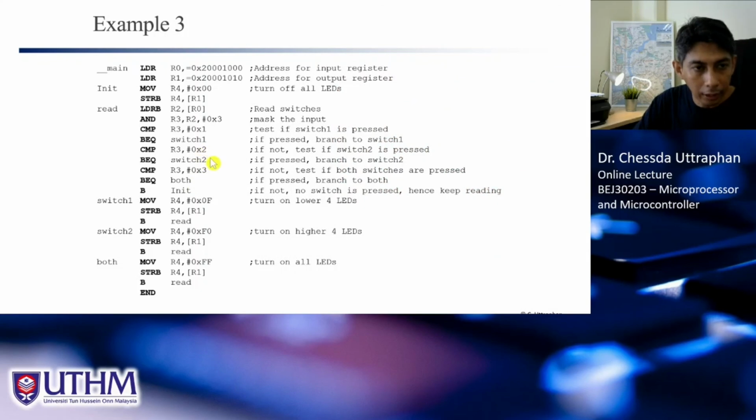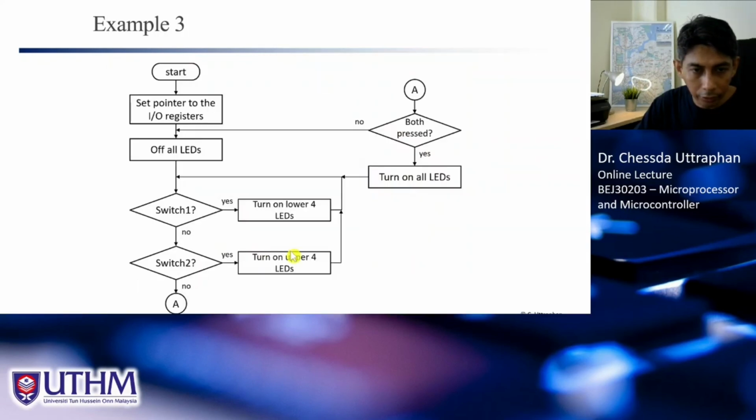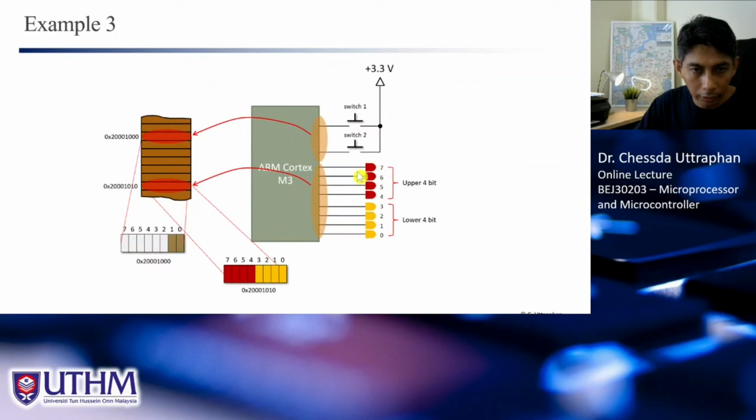We compare with 0, 2. So if equal to 0, 2, or pressed, we go to switch 2. So this is switch 2. We move this into R4 and send to the output here, F0. F0 means 1, 1, 1, 1, 0, 0, 0, 0. This is F0. And when we send it to the output, these 4 LEDs will turn on.